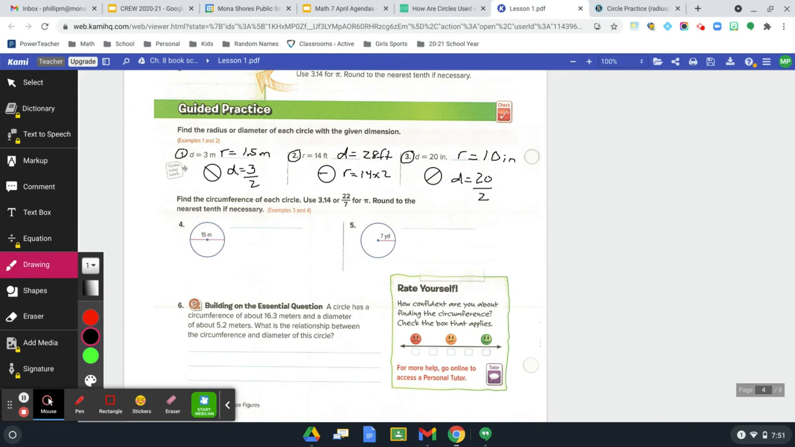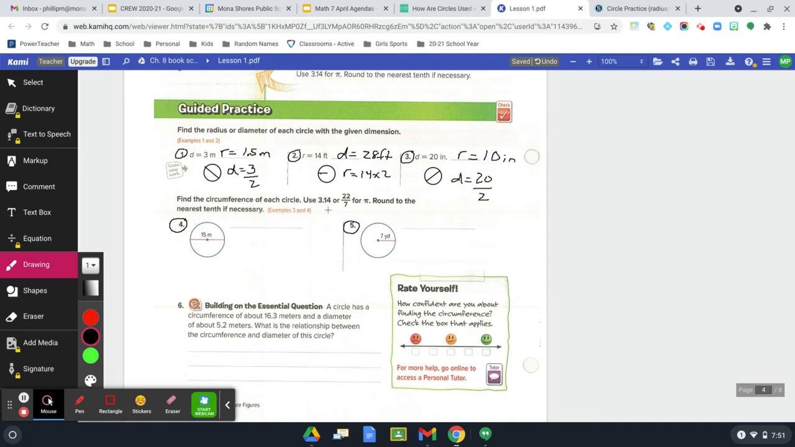So guided practice is on page 616. Let's do number 4 and number 5, because this gives us an example of a diameter and one with a radius where we can use this formula. Now let's look at the directions for a minute. Find the circumference of each circle, use 3.14 or 22 over 7 for pi, and we're going to round to the nearest tenth if necessary.